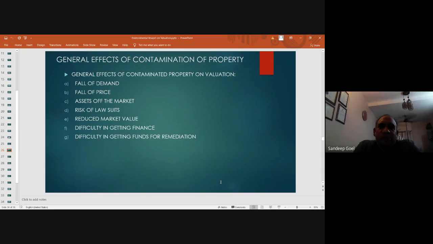General effect of contamination of property. Now I'm coming to the exam point of view. General effect of contaminated property on valuation. What will be the effect if the property is contaminated? Fall of demand, the demand for the property.